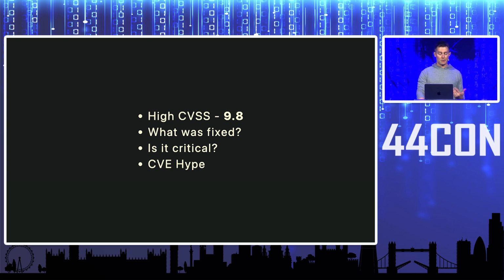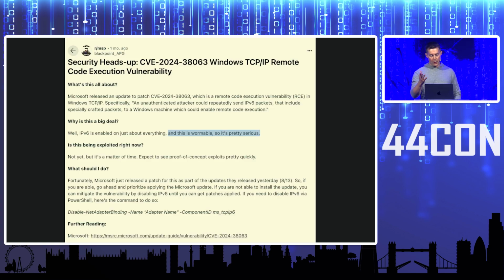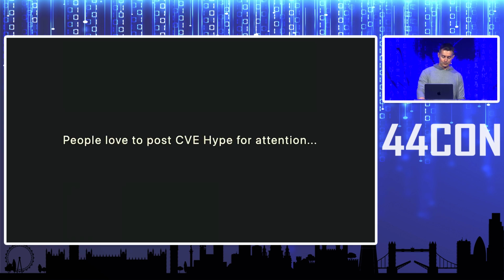Is it critical? There was a lot of CVE hype, which I'll call the CVE hype, around this one recently. Here's a random post. This is someone saying, hey guys, watch out, there's a new CVE for the TCP/IP stack. It's wormable. So, is that true? How do we know that?